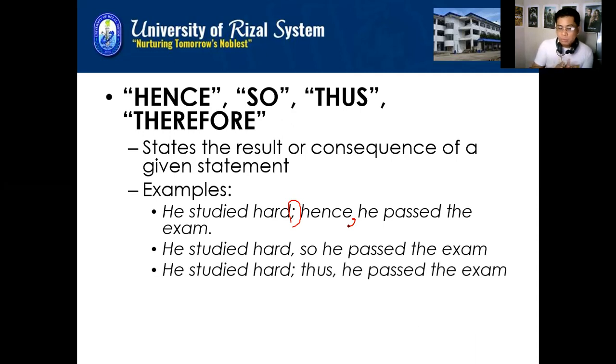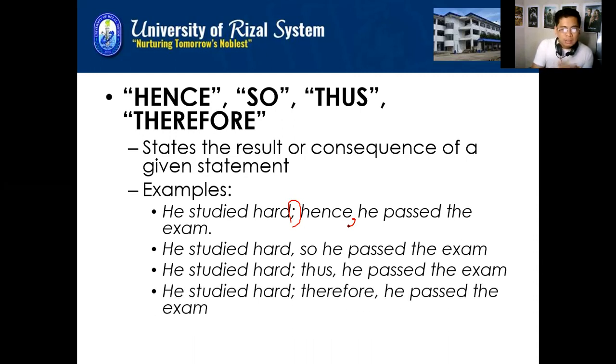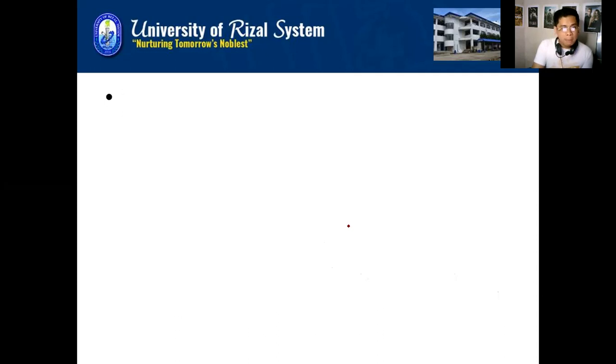The same with when using thus. He studied hard; thus, he passed the exam. You notice that I put a semicolon before thus and a comma after thus. So that is the rule. You can do something about it, but that is the rule, the structure of the sentence. He studied hard; therefore, he passed the exam. Okay, same structure with the previous one. We put a semicolon before the coordinator therefore, and after the coordinator therefore, we put a comma.